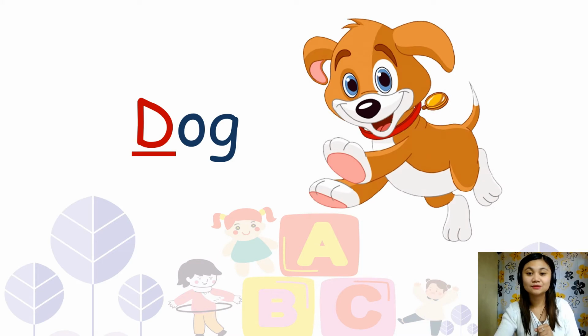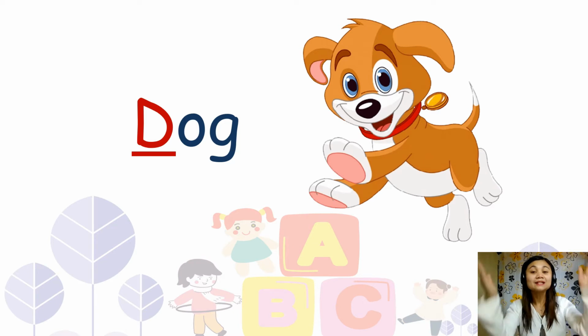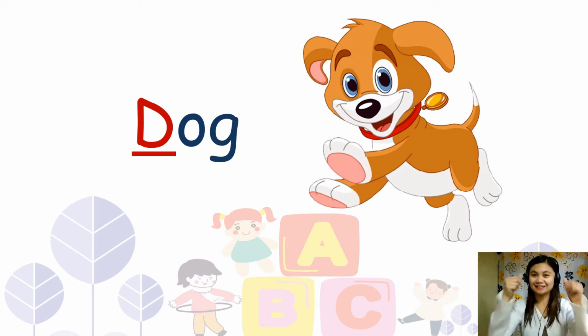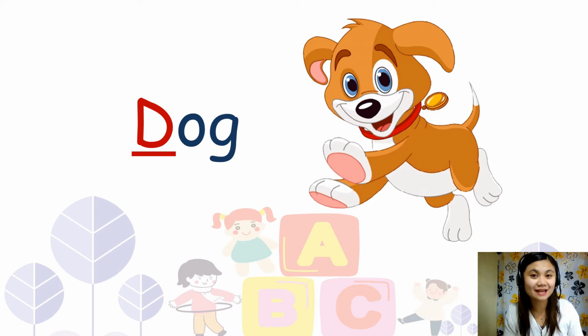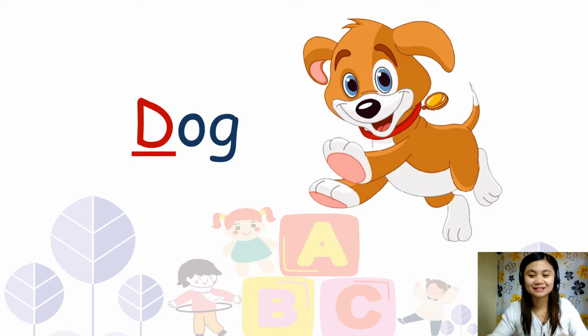Now here, let's say together, dog. Very good. Now let's say together, D, D, dog. Oh, very good. Let's say it again, D, D, dog. Okay, that's right. Good job. Let's say it again, dog. Okay, that's perfect. Now let's continue to the next one.